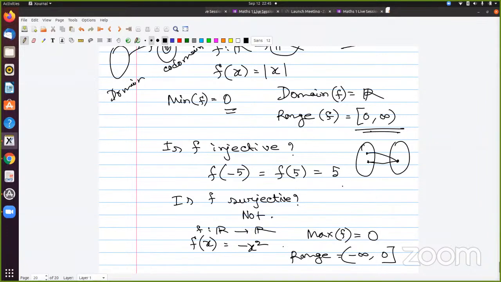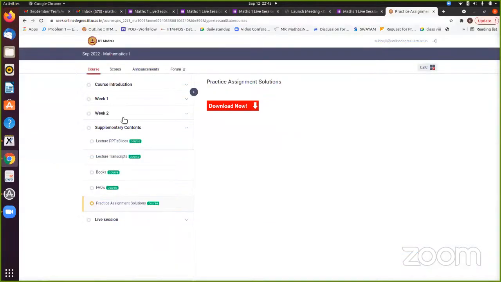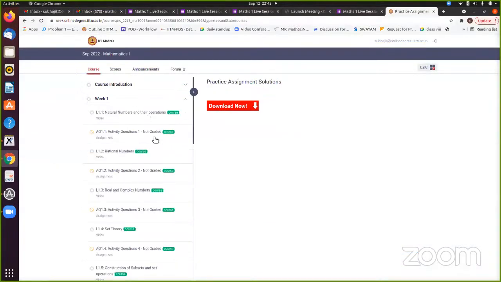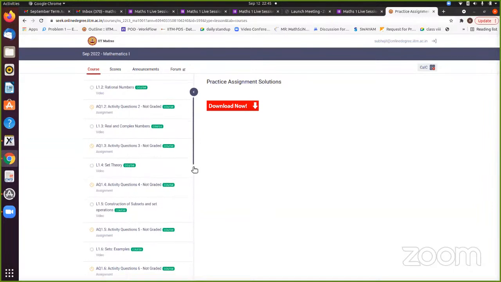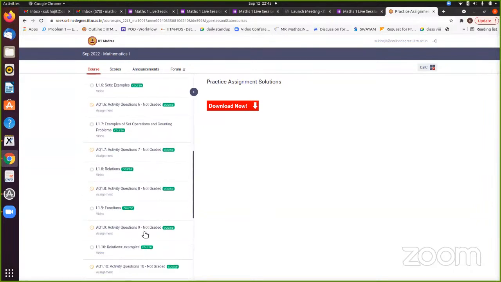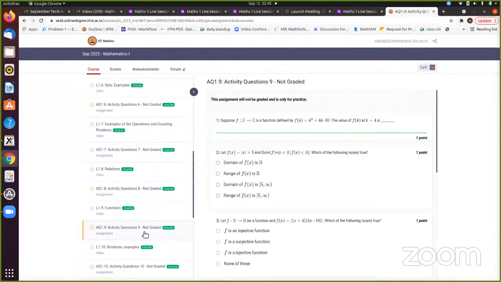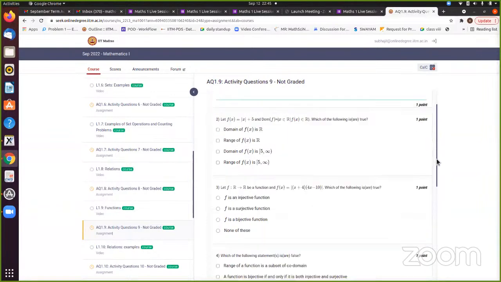Okay, great. Someone was asking about some activity question. Can you just tell me which one? Yes, I will solve one or two. Activity question number 9, fifth problem. Activity 1.9. The fifth problem, sir, says injective mapping, complex number.